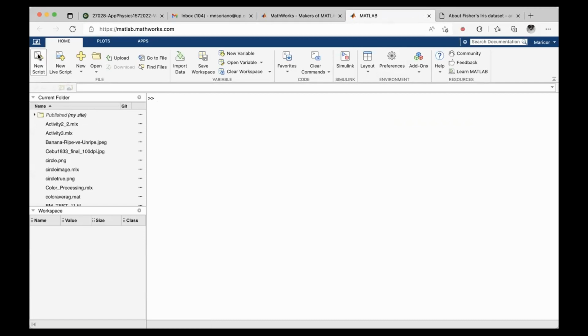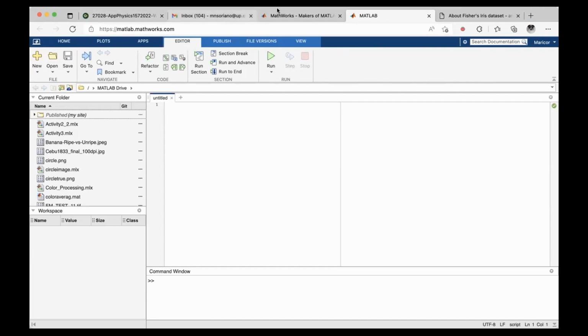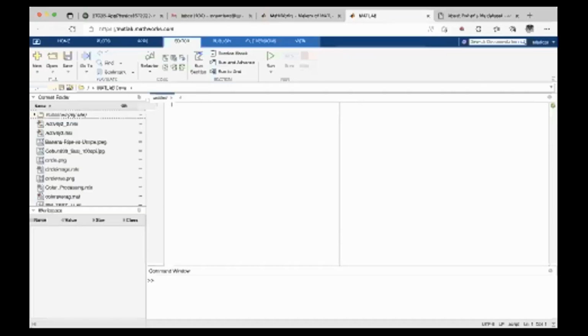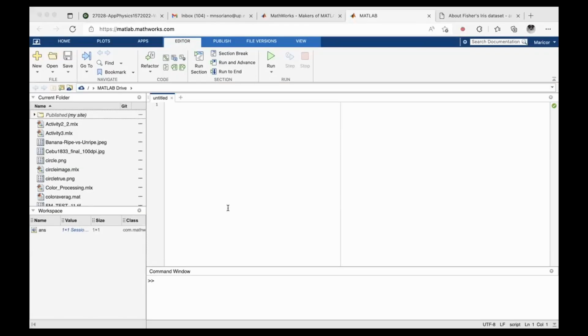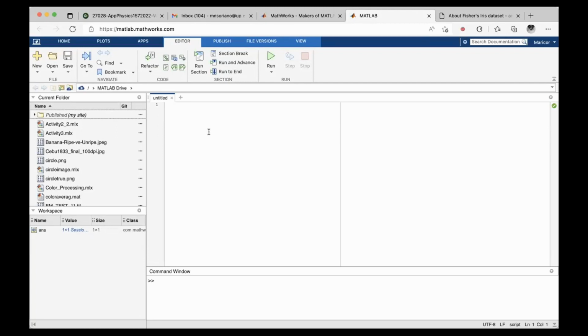Gawa tayo ng bagong script. Tapos, copy-paste natin yung nakasulat dun sa lecture. Control C. Yan. Right? So, bigyan ko nga ng pangalan to. Save.